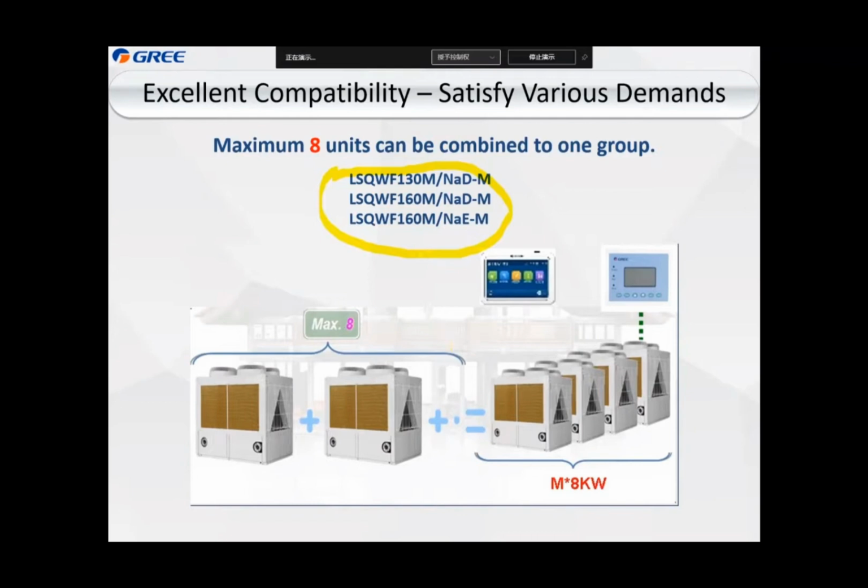Okay, this one is the modular excellent compatibility. Not only the same module can combine, but the different module also can combine in one modular system.